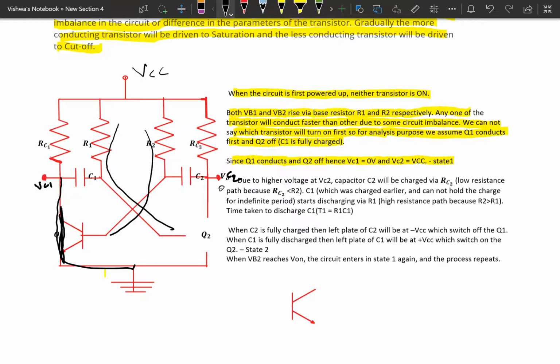Next step, due to high voltage at VC2, the capacitor C2 will be charged by RC2. So that is a low resistance path because RC2 is less than R2. C1, which was charged earlier, cannot hold the charge for an indefinite time period. C1 starts discharging by R1. Time taken to discharge C1 is R1 C1.